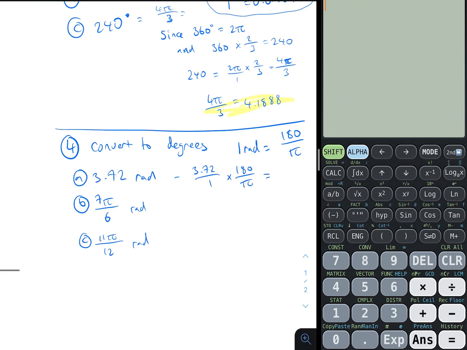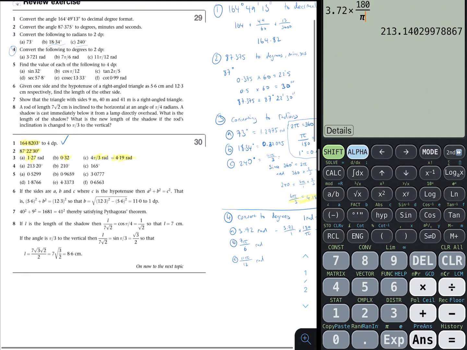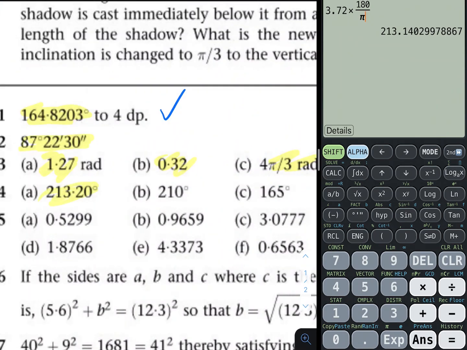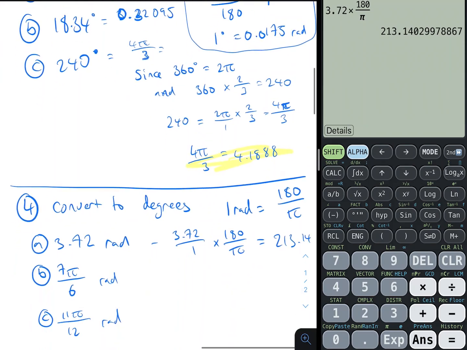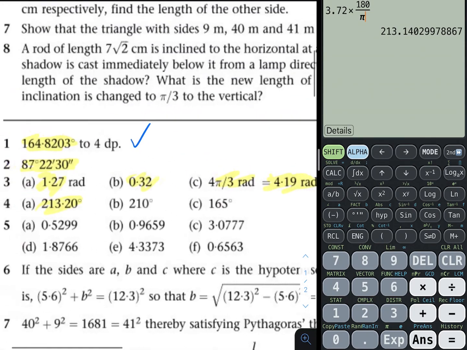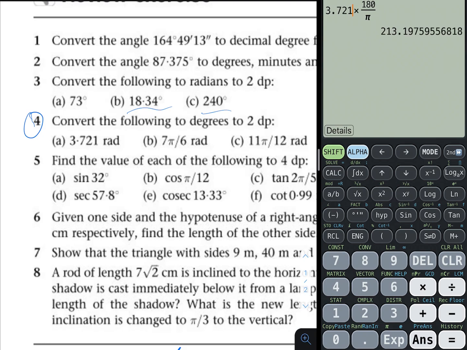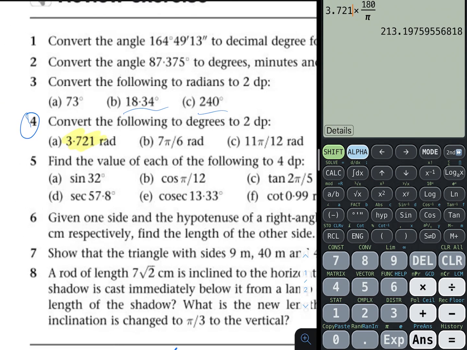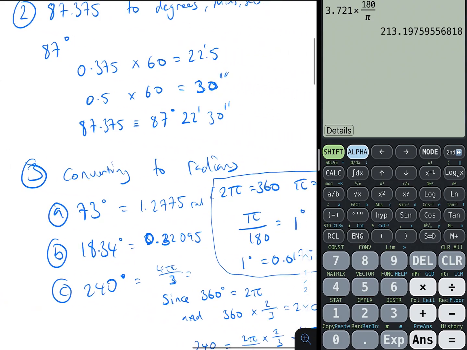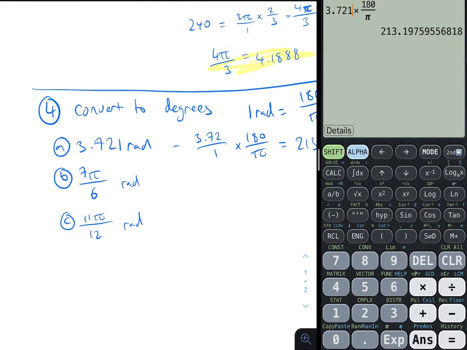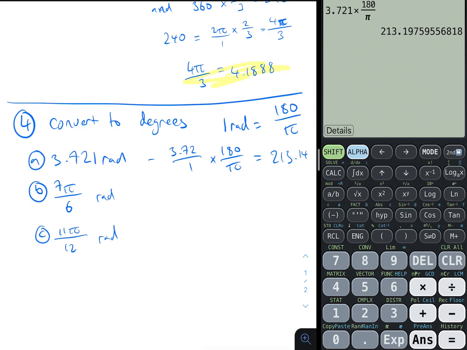Let's do that on our calculator. So 3.72 times 180 over pi gives us 213.14. Let's check. 213.20. Where did I go wrong there? Did I get the question right? 3.72. Ah, 3.721. I wonder if that makes a difference. Oh yeah, it does. That's why you always read the question. I tried to do it from memory. So 3.721 radians equals 213.197, which is rounded to 213.2.